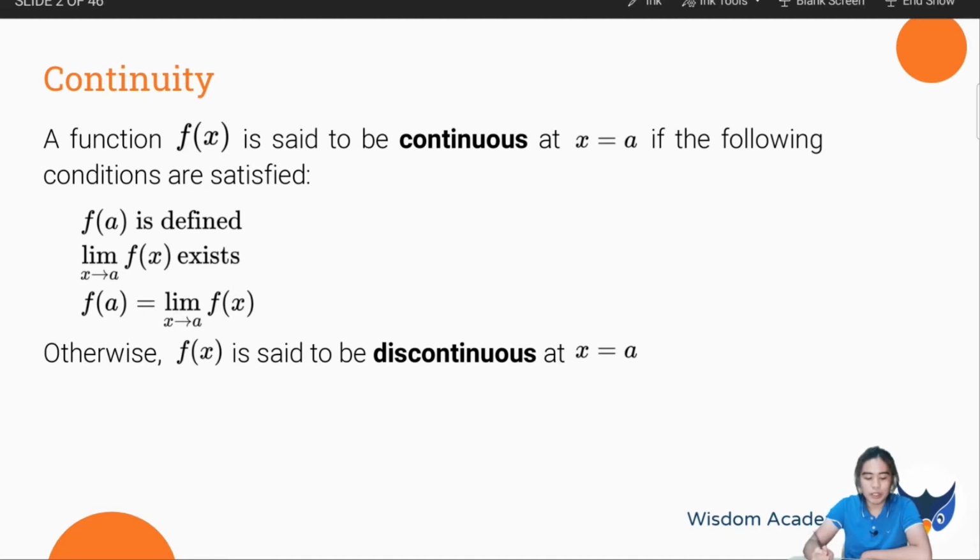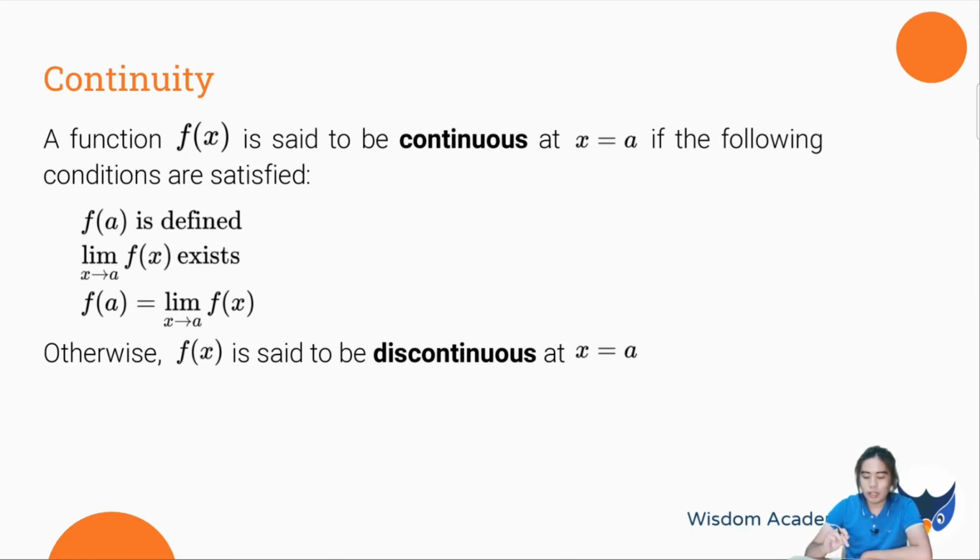So, first let us define what continuity is. A function f of x is said to be continuous at x equals a if the following conditions are satisfied. First, f of a must be defined. The limit of f of x as x approaches a exists, and f of a must be equal to the limit of f of x as x approaches a. Otherwise, if any condition here is not satisfied, f of x is said to be discontinuous at x equals a.